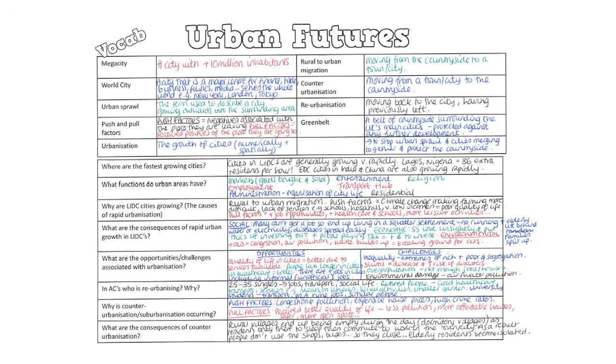And these tend to be in LIDCs. So for example, Lagos, there are 86 extra residents coming into Lagos every hour. EDC cities like in India and China are also growing rapidly. AC cities are growing less fast because they've already seen their growth in the past.